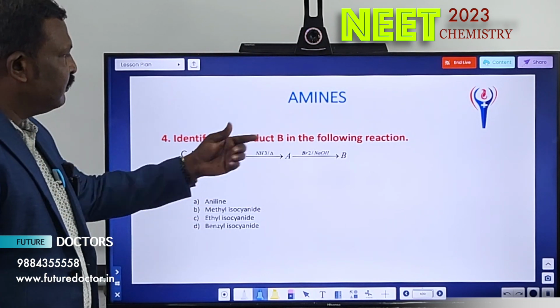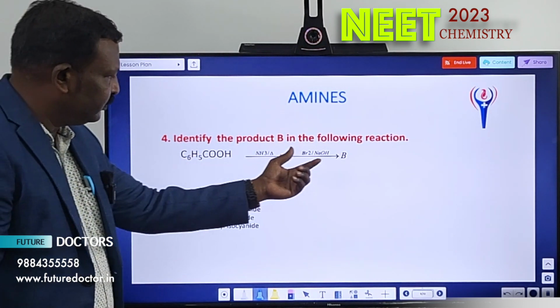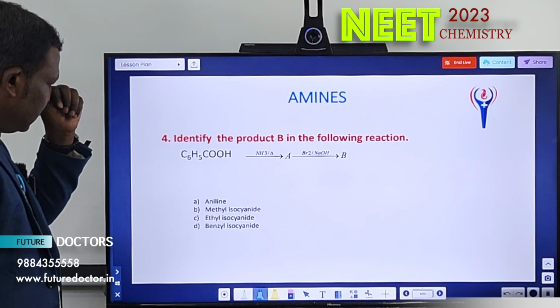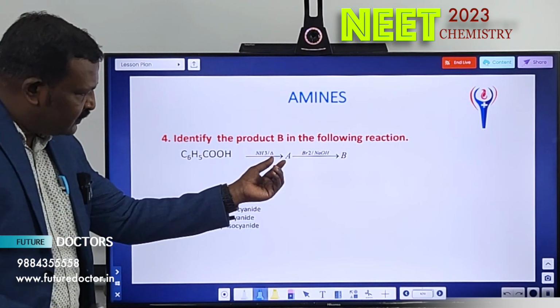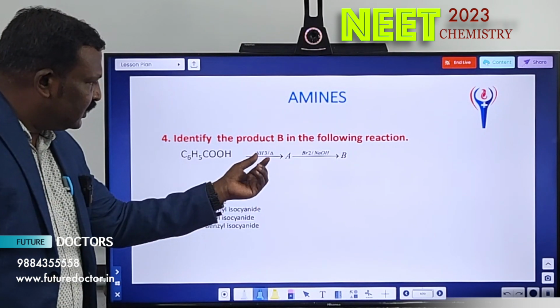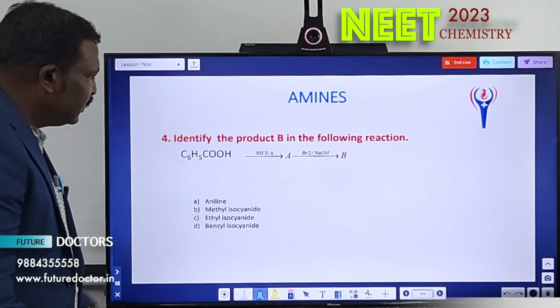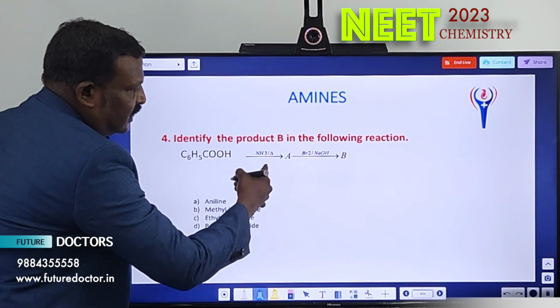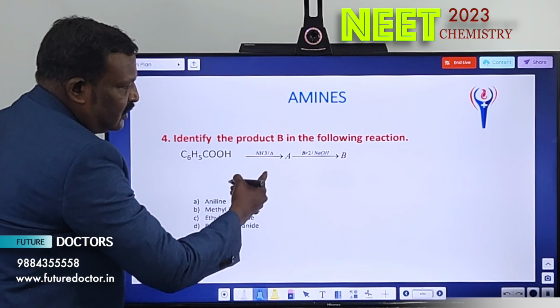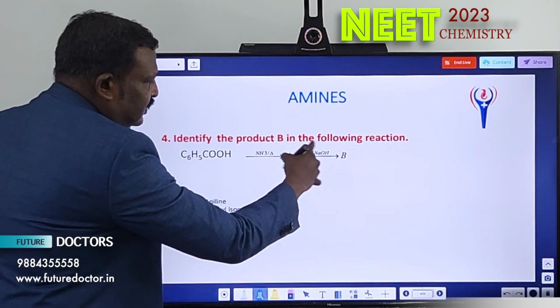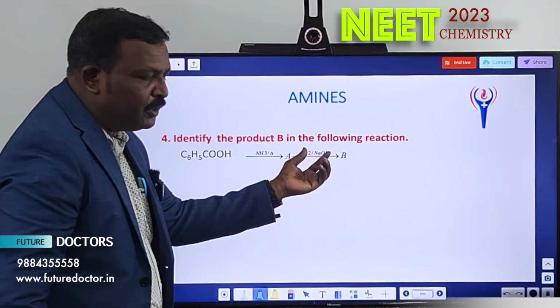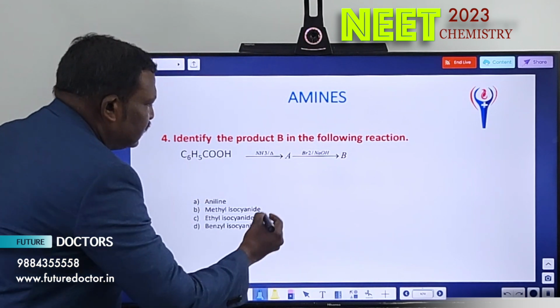Identify the product B in the following reaction. Benzoic acid reacts with ammonia as well as heat, both. So two steps are there here, and then only we get A. Again, A to B is only one step. This one is called the Hoffmann bromamide reaction. Now see the reactions.